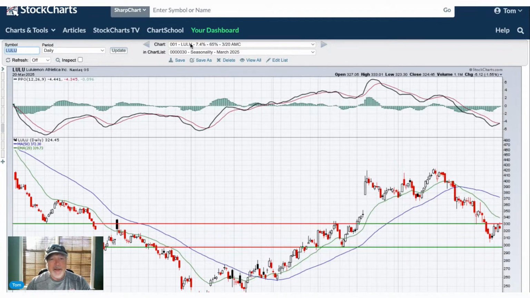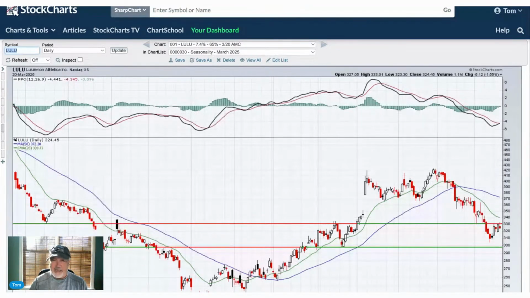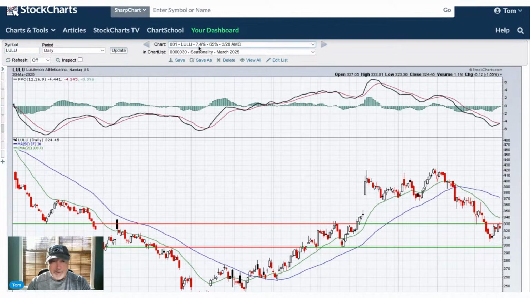So we start off and look at this numbering system. First of all, there are going to be 20 stocks on this chart list that we send to members, 001 through 020. So here they are. They're all laid out every month, same format. Stock, the number, which is the highest average monthly gain for each stock. That's this 7.4% number on Lulu right here. And then 65% is how often Lulu goes up during the month of March. 65% of Marches over the last 20 years.